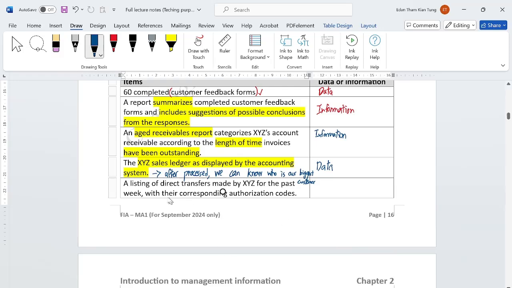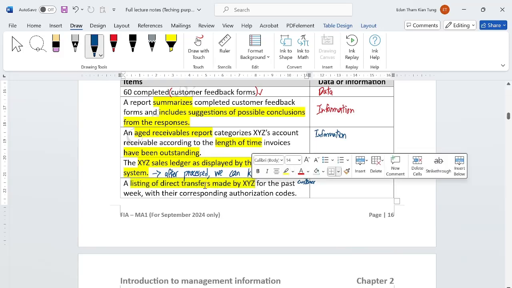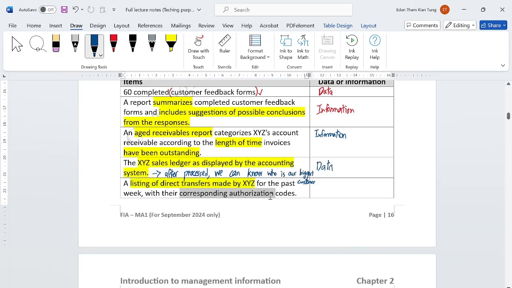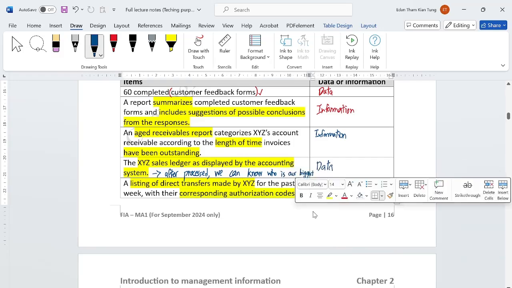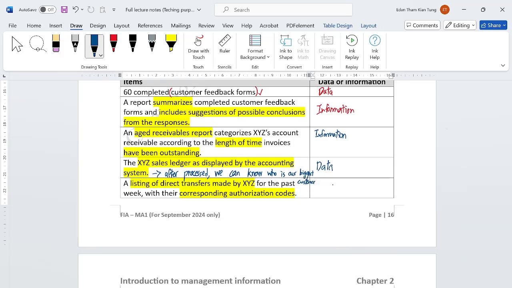So the last one: a listing of direct transfers made by XYZ for the past week with their corresponding authorization codes. Data or information? Data give me 1, information give me 2. The answer is data.